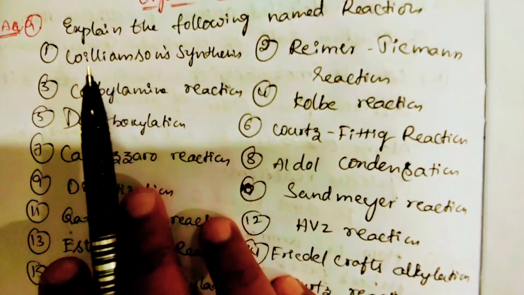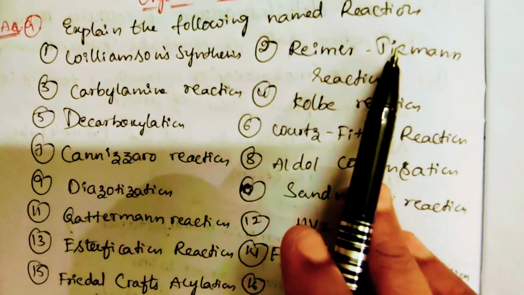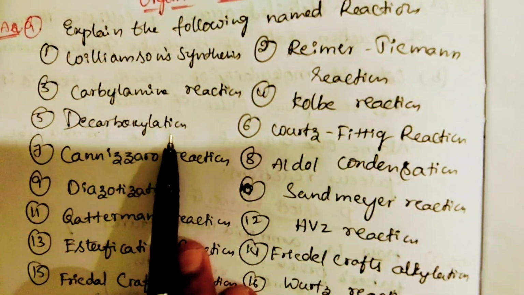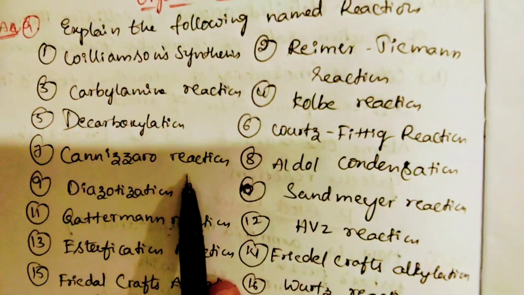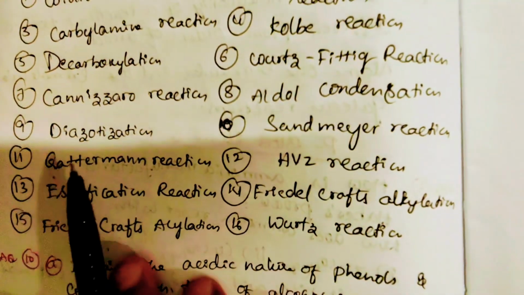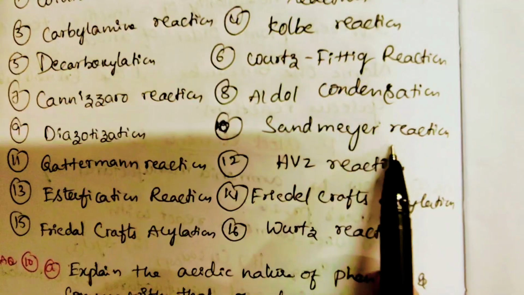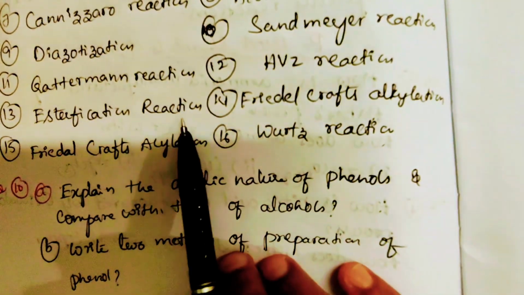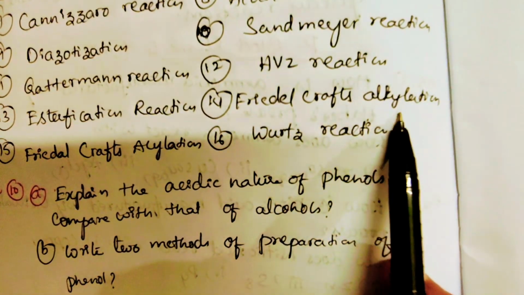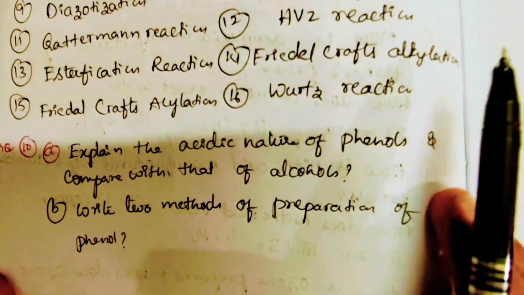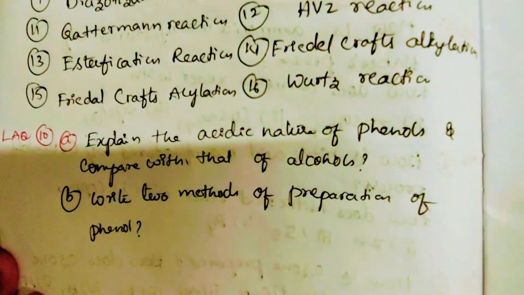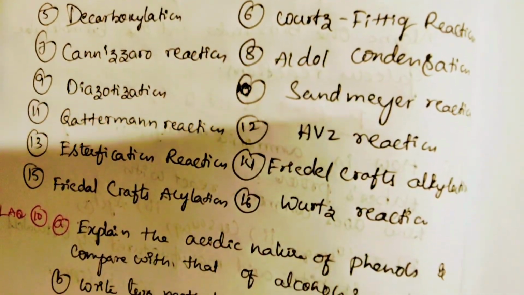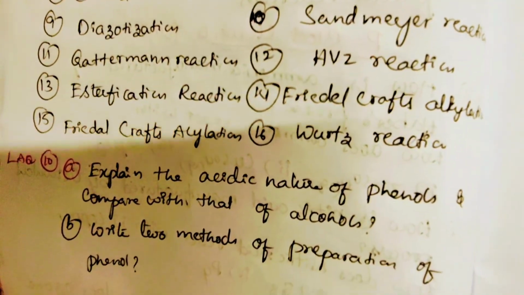They are Williamson synthesis, Reimer-Tiemann reaction, carbylamine reaction, Kolbe's reaction, decarboxylation, Wurtz-Fittig reaction, Cannizzaro reaction, aldol condensation, diazotization, Sandmeyer reaction, Gattermann's reaction, HVZ reaction, esterification reaction, Friedel-Crafts alkylation reaction, Friedel-Crafts acylation, and Wood's reaction. So these are the 16 named reactions. From these 16, surely they ask any four named reactions for 8 marks.